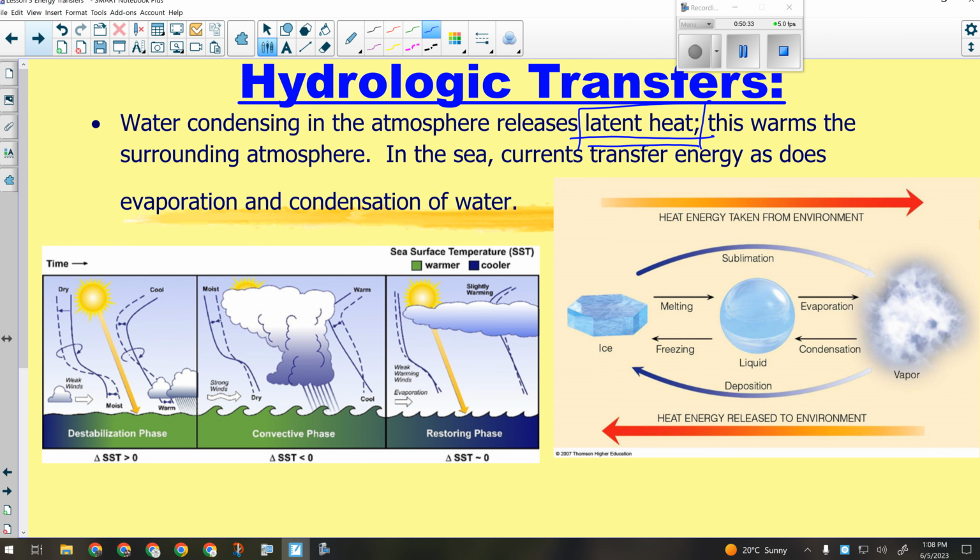So we can absorb energy by solar radiation. We can have wind transferring that around, but wind can also transfer latent heat as well. Moving air masses around is an important part of that. So make sure you know that latent heat is that energy that is part of the water cycle. It's what happens when water vapor condenses back into a liquid. That energy gets released.